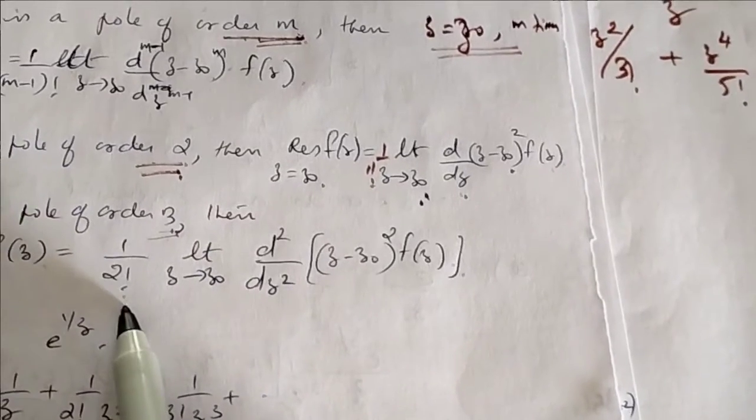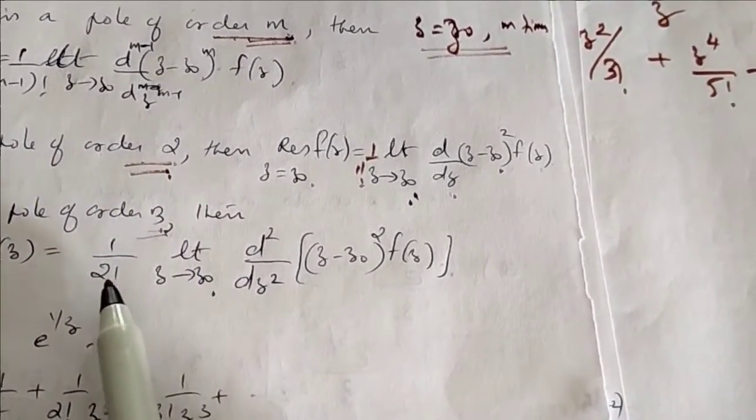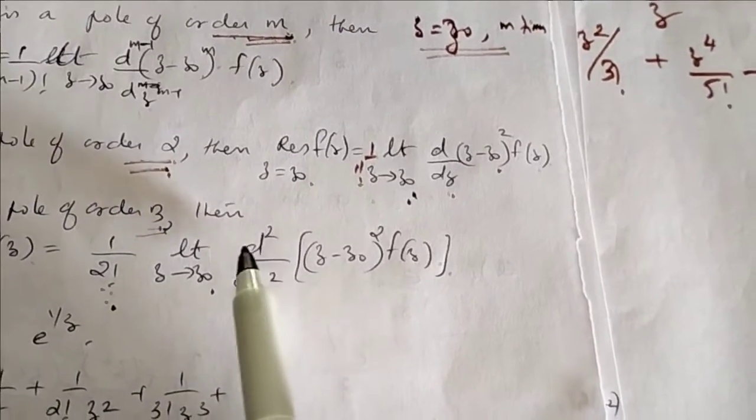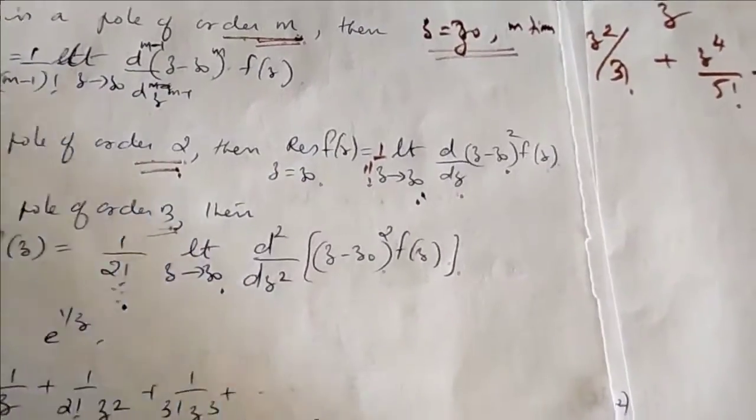So 1 by 2 factorial into limit z tends to z naught, then second derivative, d square by dz square of (z minus z naught) the whole square into f of z.